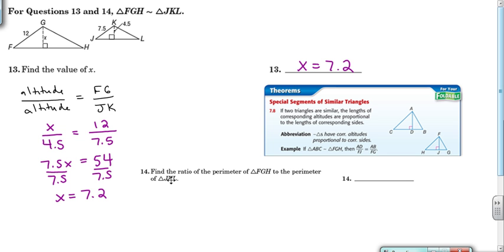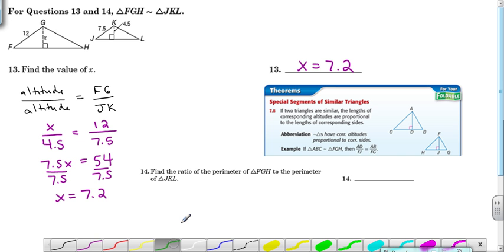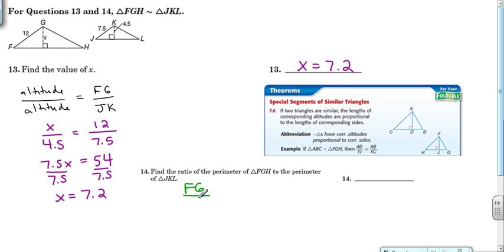Number 14, you have to find the ratio of the perimeter of triangle FGH to the perimeter of triangle JKL. Well, the ratio of the perimeters is the same as the ratio of the side lengths. So I can compare FG to JK. And I know FG is 12. I know JK is 7.5. If I multiplied both of those by 10, that would get rid of the decimal. So I would get 120 over 75. I can divide each of those by 15 to reduce that fraction, and I would get 8/5.